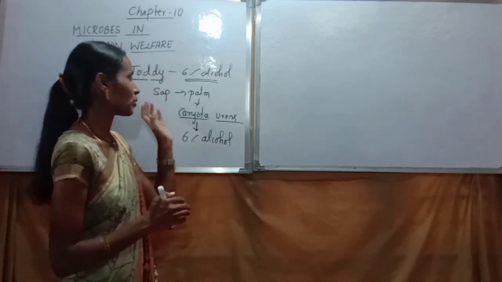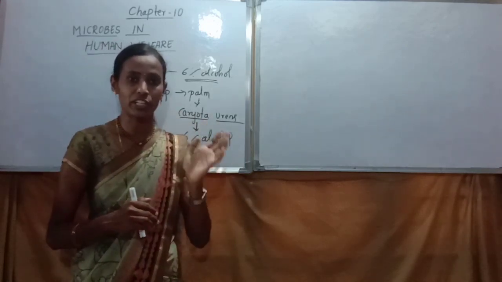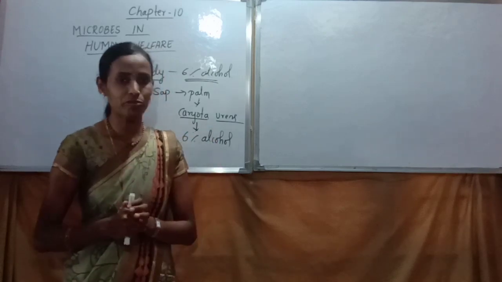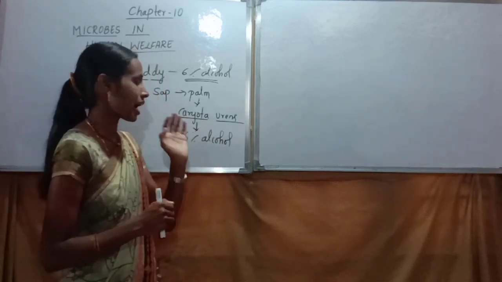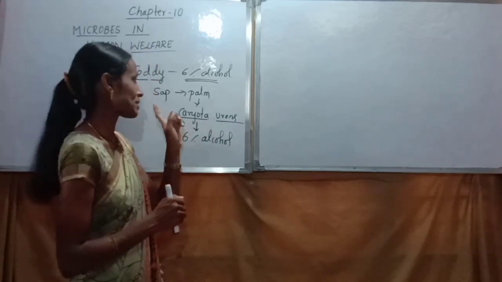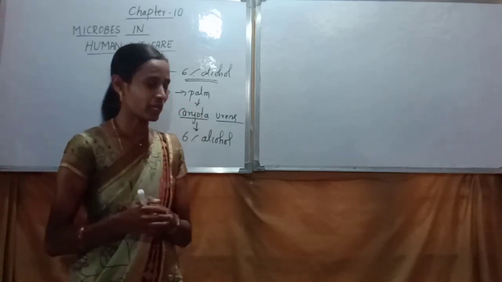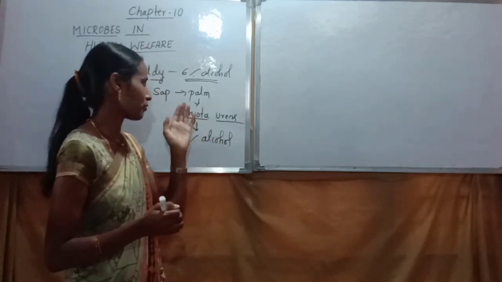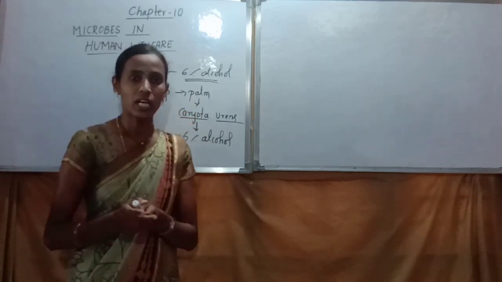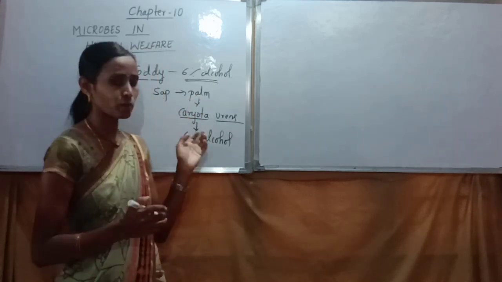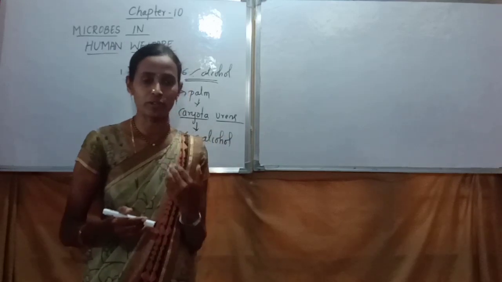So this is about toddy. Toddy is a traditional drink and a refreshing drink obtained from the fermentation process of sap obtained from palm trees. One particular example of a palm tree is Caryota urens. And how is it obtained? The sap collected is allowed to ferment.